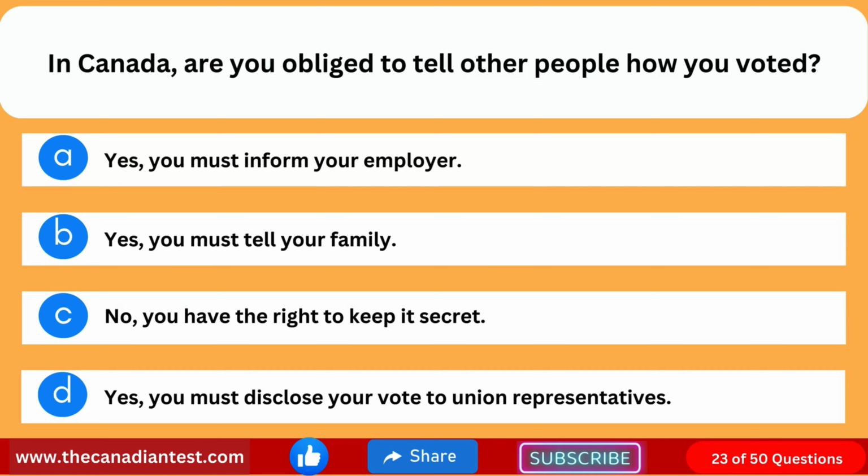In Canada, are you obliged to tell other people how you voted? Option A, yes, you must inform your employer. Option B, yes, you must tell your family. Option C, no, you have the right to keep it secret. Option D, yes, you must disclose your vote to union representatives.